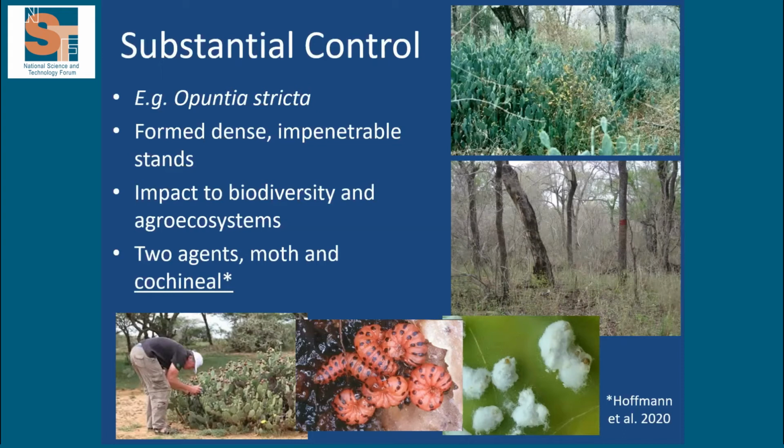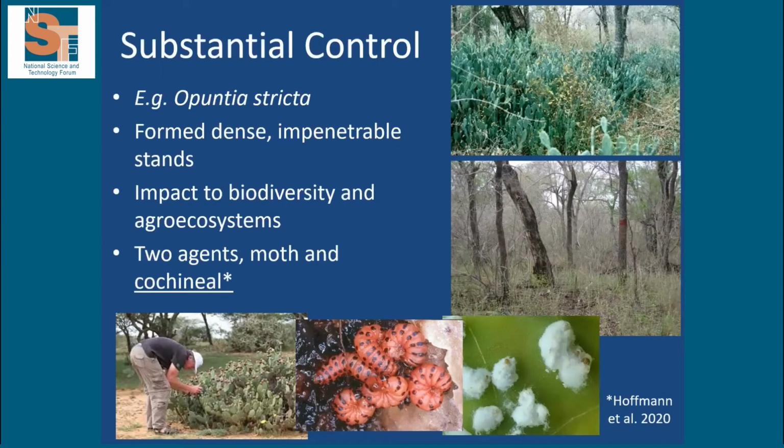So in South Africa, Opuntia stricta in the Kruger National Park caused significant issues in terms of biodiversity impacts. The images on the right-hand side show how dense an infestation there actually was at some point before the release of a cactoblastis moth and a cochineal species, which then worked very well together to be able to clear the site of Opuntia stricta within 20 years of their initial release.